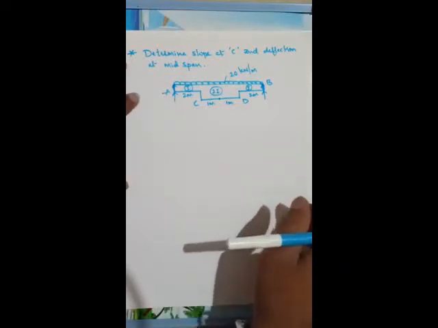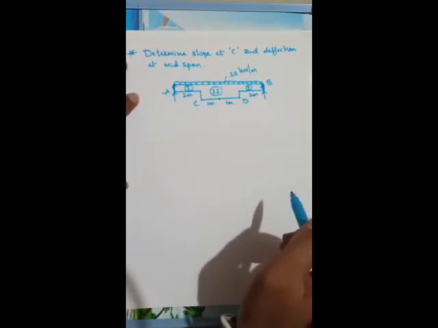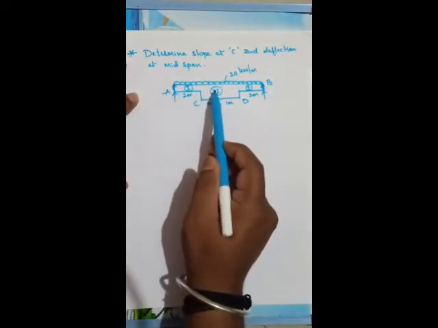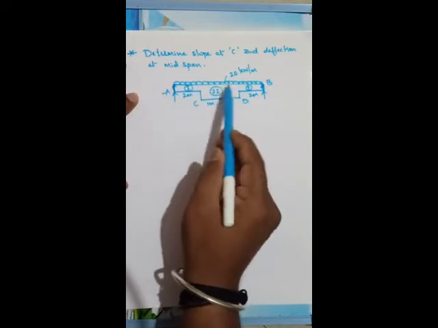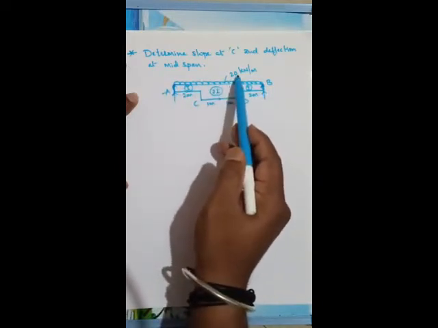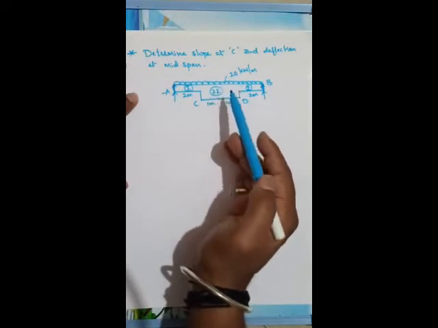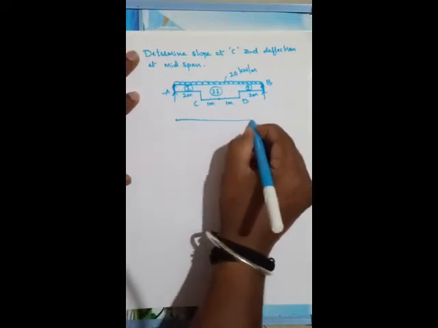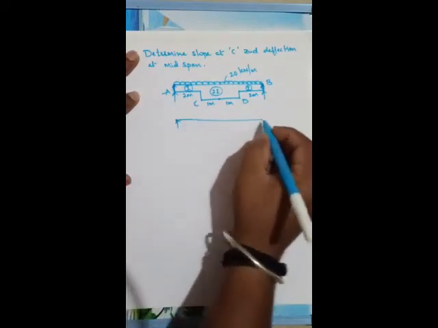Hello everyone, let us solve one more problem on a simply supported beam, where the moment of inertia is changing. This simply supported beam is subjected to a uniformly distributed load of intensity 20 kN per meter. Okay, so this figure again we can draw something like this.